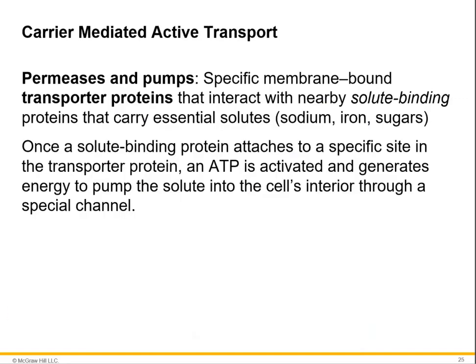Okay, on to active transport. Carrier-mediated active transport. Now remember, this is going to require energy. You have permeases and pumps. These are specific membrane-bound transporter proteins that are going to move solutes against their concentration gradient. And they're going to utilize ATP in order to do this.